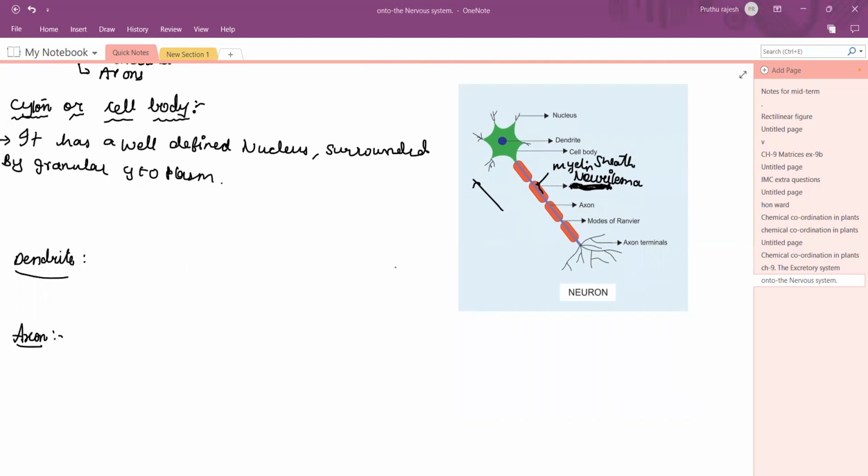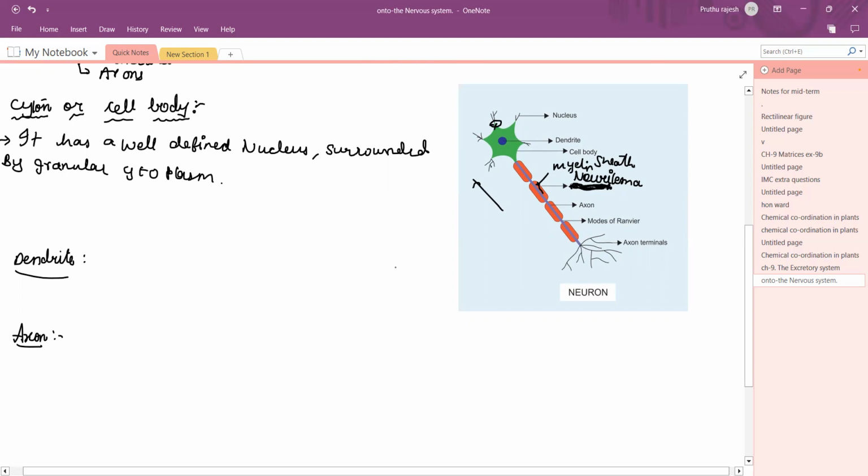Dendrons further divide into fine branches called dendrites. These are also cytoplasmic projections of the cell body. They conduct nerve impulse to the cyton of another neuron.